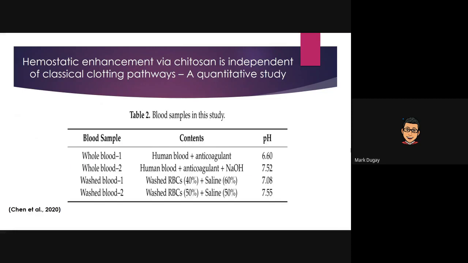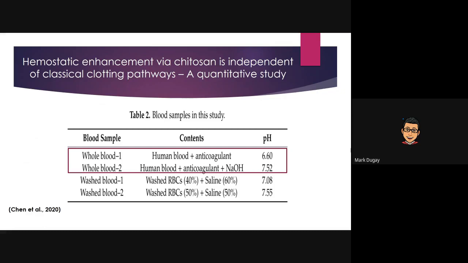Table 2 shows the blood samples used in this study. Two whole blood samples and two washed blood samples were used. Whole blood sample 1 is a mixture of human blood and anticoagulant, sodium polyanethol sulfonate, and acid citrate dextrose additives. This prevents blood clotting.